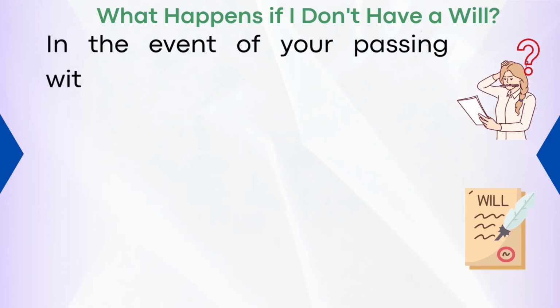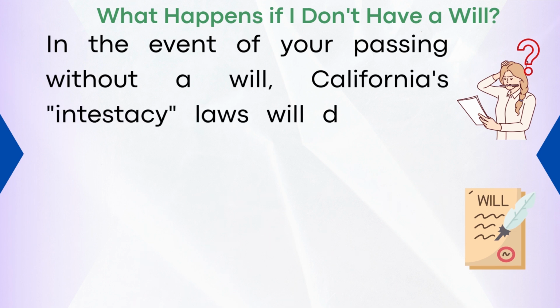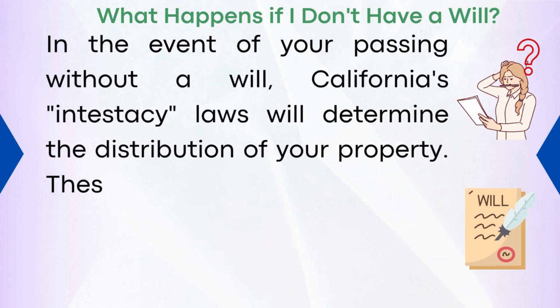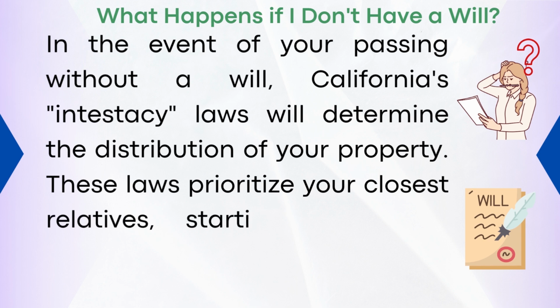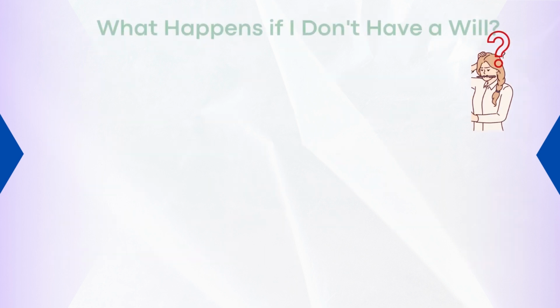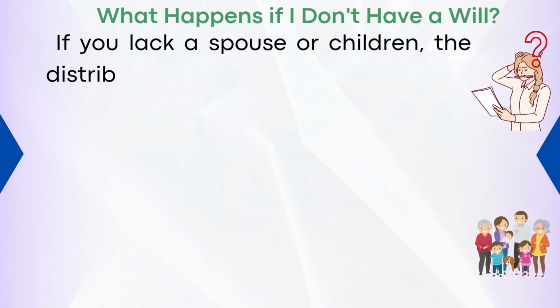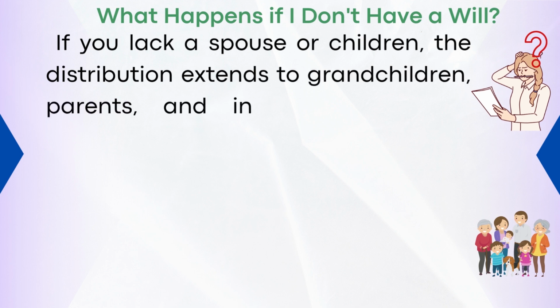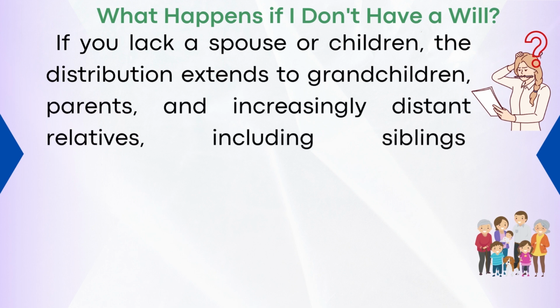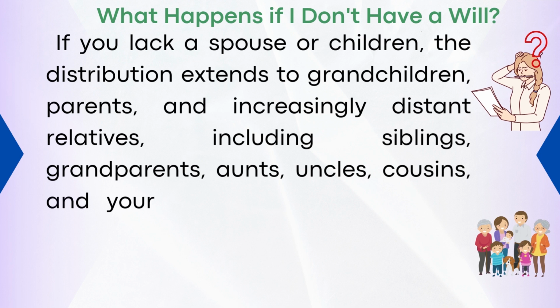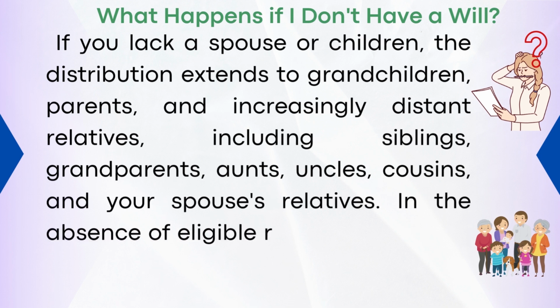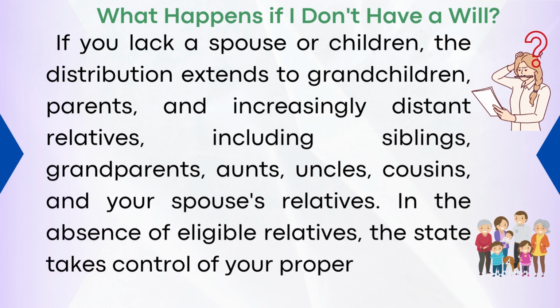What happens if I don't have a will? In the event of your passing without a will, California's intestacy laws will determine the distribution of your property. These laws prioritize your closest relatives, starting with your spouse and children. If you lack a spouse or children, the distribution extends to grandchildren, parents, and increasingly distant relatives, including siblings, grandparents, aunts, uncles, cousins, and your spouse's relatives. In the absence of eligible relatives, the state takes control of your property.